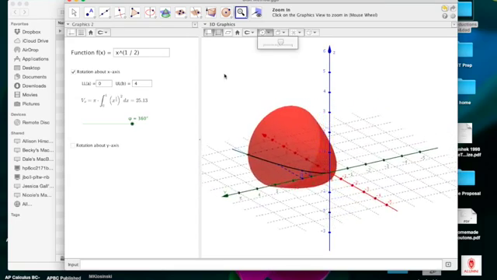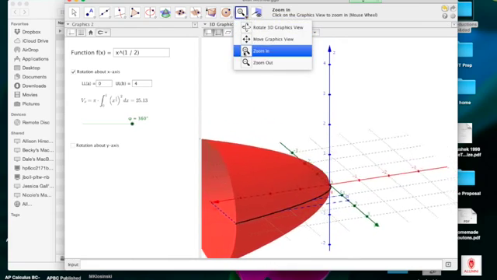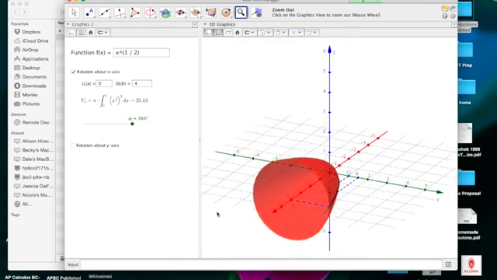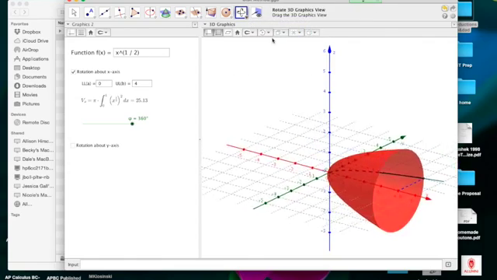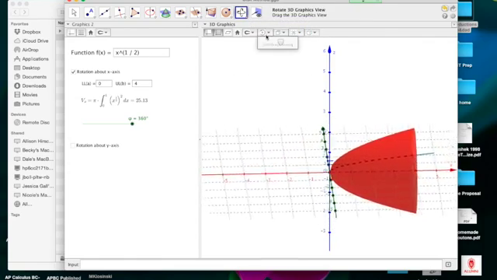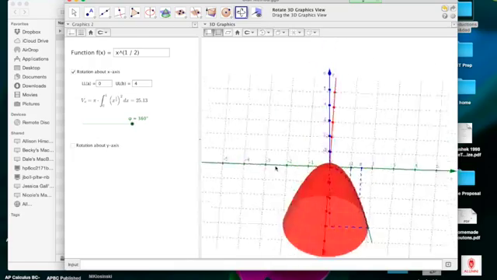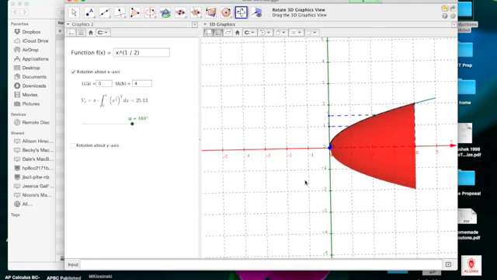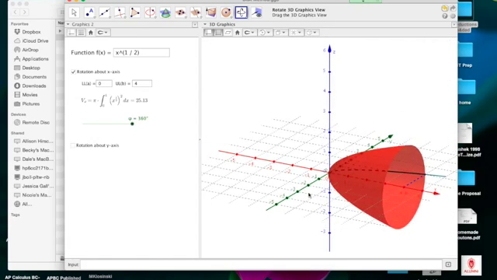So we have that, oops, didn't want to zoom in. Let me zoom back out here. There we go. So we have that cone shape, and we got that cone shape by just sweeping around that square root of x around that axis.